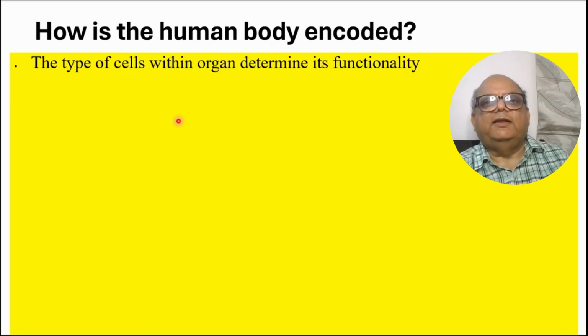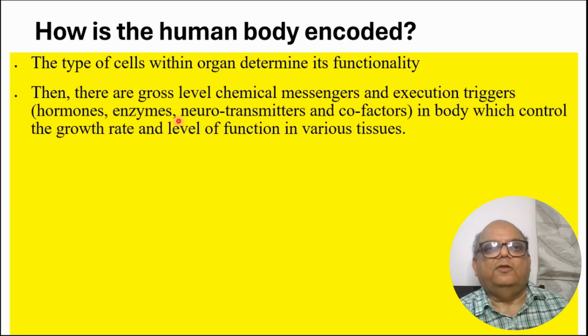In the next talk, we'll be dealing in more detail with the specializations in various tissues from a cell biology point of view. Then, of course, there is the gross level of chemical messengers, the physiological parameters: the neurotransmitters, hormones, enzymes, cofactors, etc., growth factors in the body which control the growth rate and level of function at various tissues at the macro level.